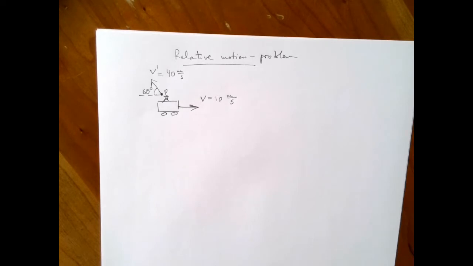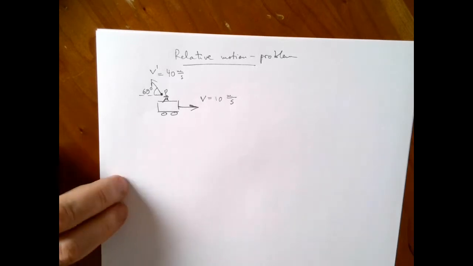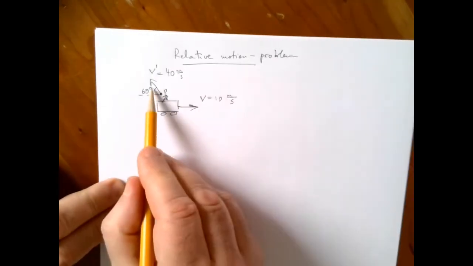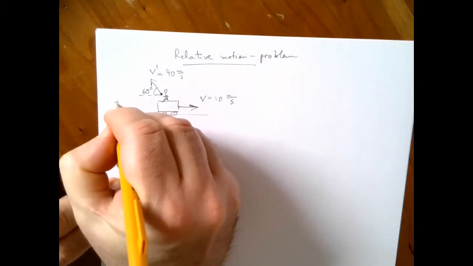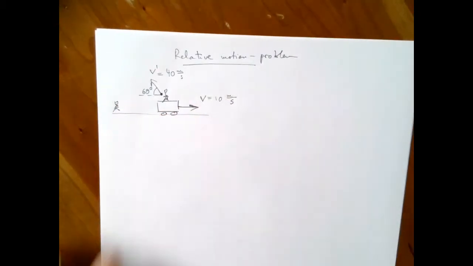The question is, what is the velocity of the ball as measured by an observer on the sidewalk?